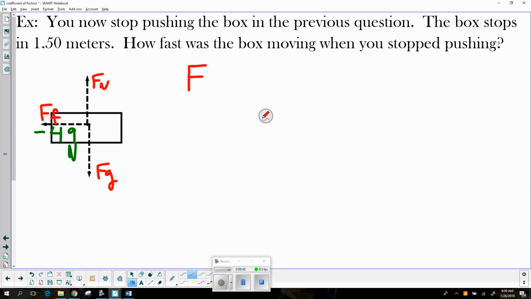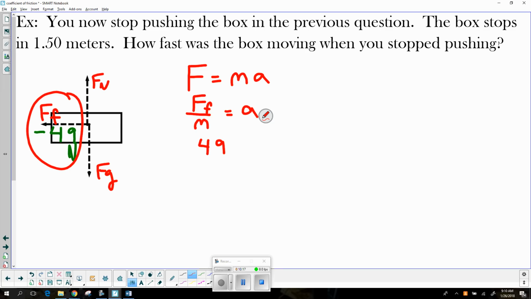I know a few things here. I know that force equals mass times acceleration. And in this particular case, the only force acting upon this object is my frictional force. And so I can solve for acceleration. Force divided by mass equals acceleration. I know the force, in this case it's frictional, is going to be 49. And I definitely want to make sure that I throw the negative sign in here because the object is slowing down, so I want to show a negative acceleration, divided by 25.0 kilograms.